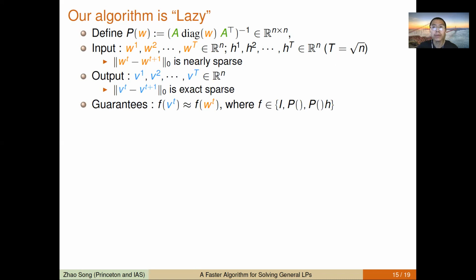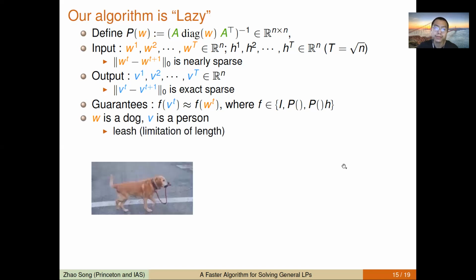The guarantee we hope for is f of VT is roughly f of WT. The function f can be many things, for example, the identity function, the P function, also P times H. Here is a concrete example. Think of you have a dog, say W is your dog location, and V is your human location.